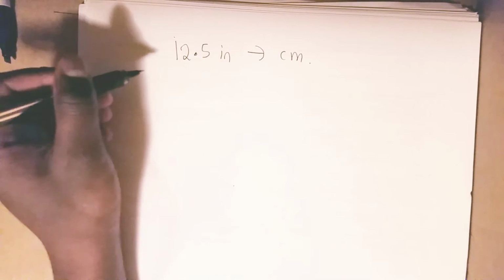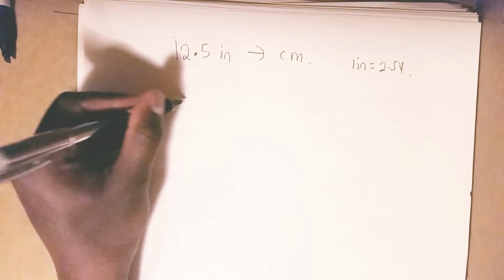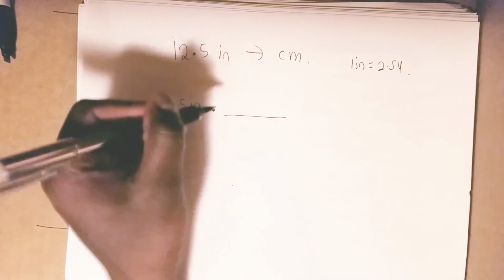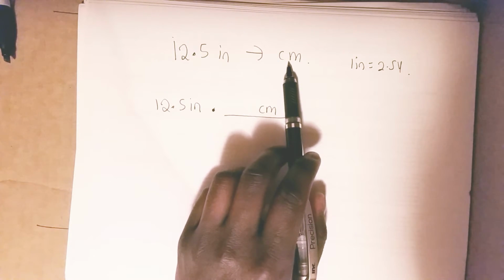So here's another way to do this problem. You have 12.5 inches, and you want to convert that into centimeters. So what you do is, you know the conversion factor. You know 1 inch is equal to 2.54 centimeters. You take the 12.5 inches and multiply it by a ratio, putting the unit you want to convert to on top.